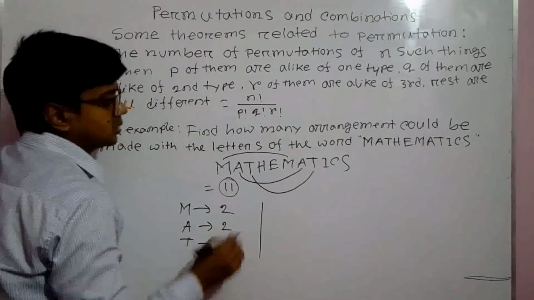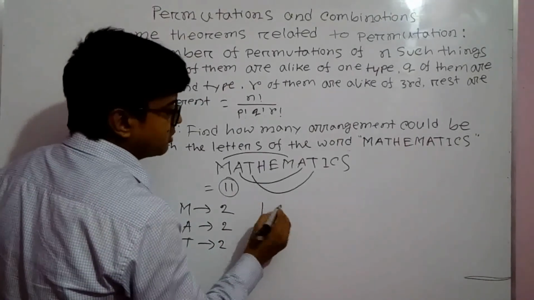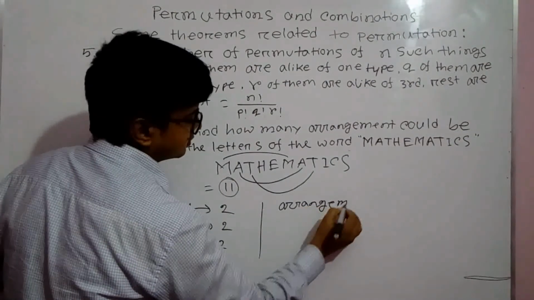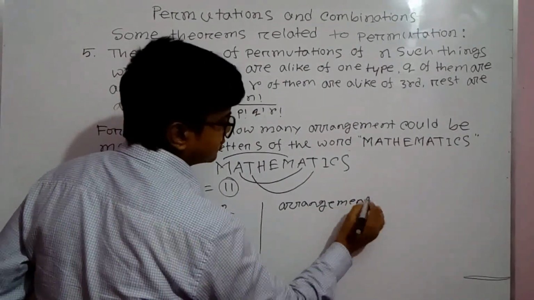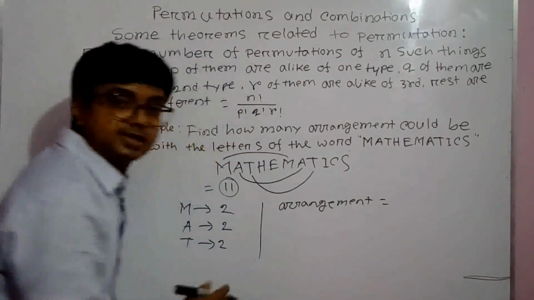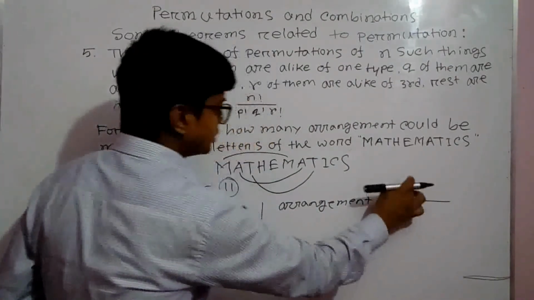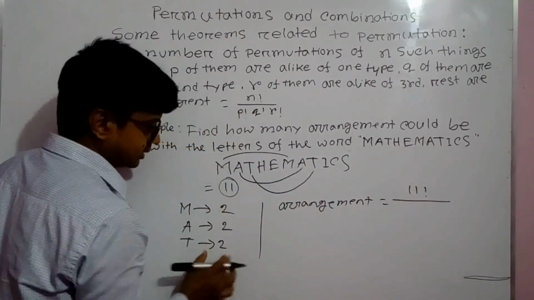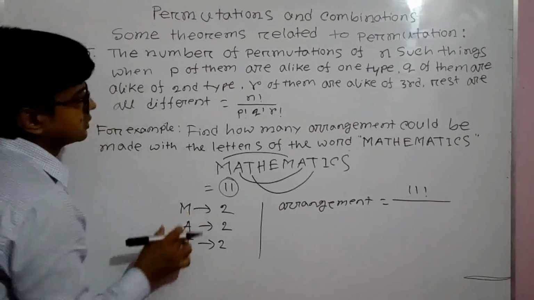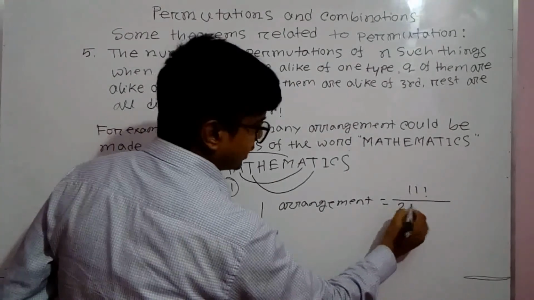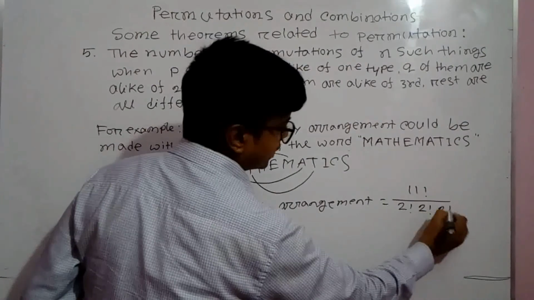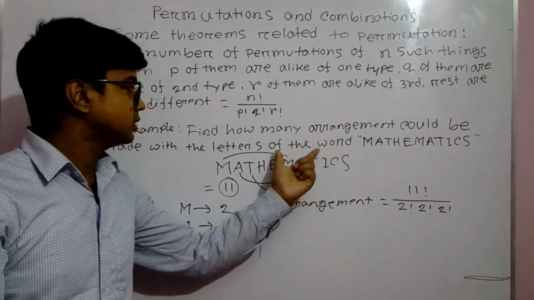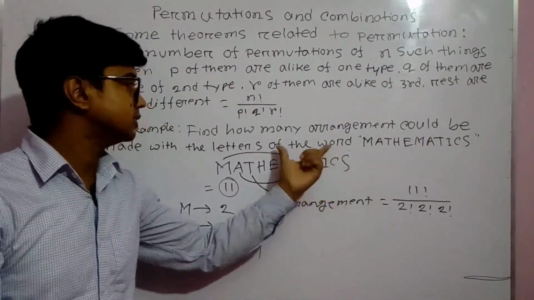So the total number of arrangements will be, here the numerator is factorial 11 and here factorial 2 and factorial 2 and factorial 2. Which is the required solution of this question.